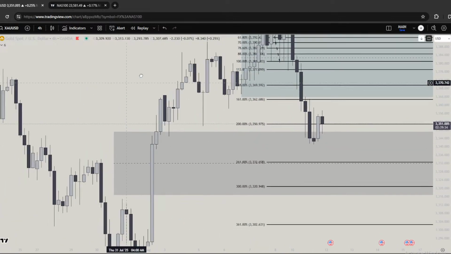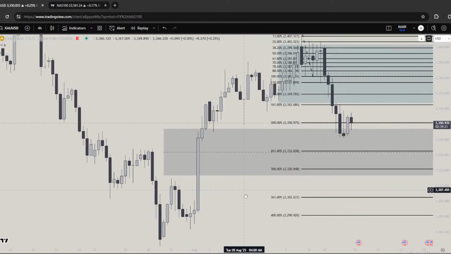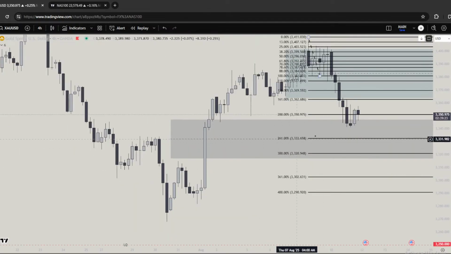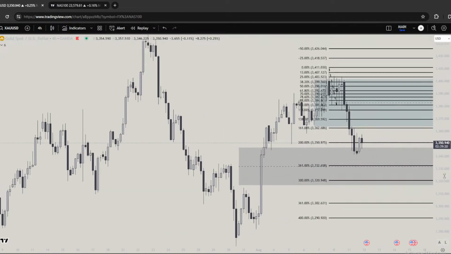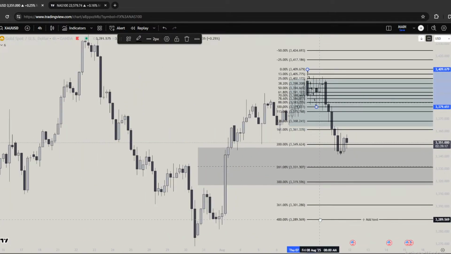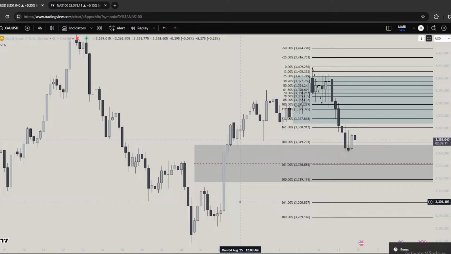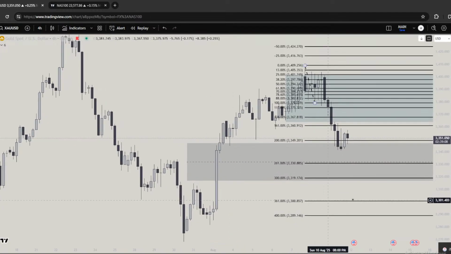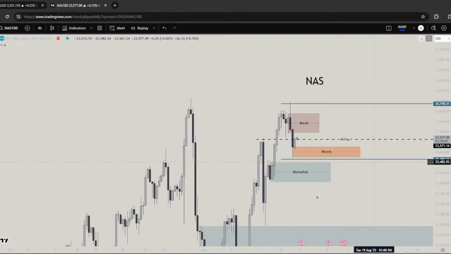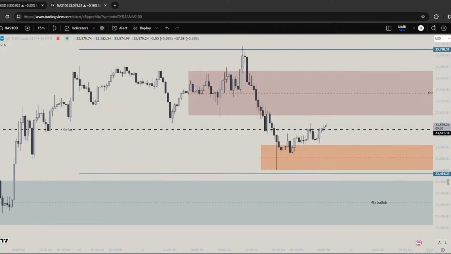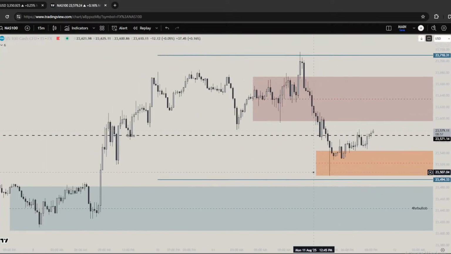The 261 now. At the 200 now. If this is that manipulation, I really want it. Oh yeah. Alright, there's 271. I'm gonna be watching gold. I'm gonna be watching gold and Nas close. I'm up 500 right now.